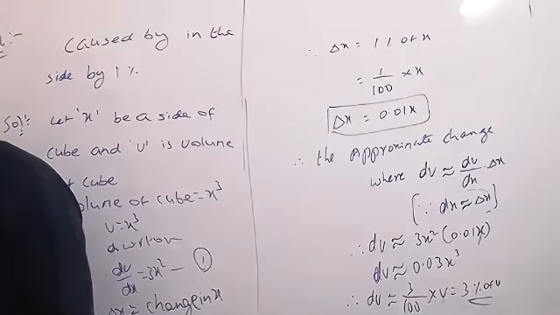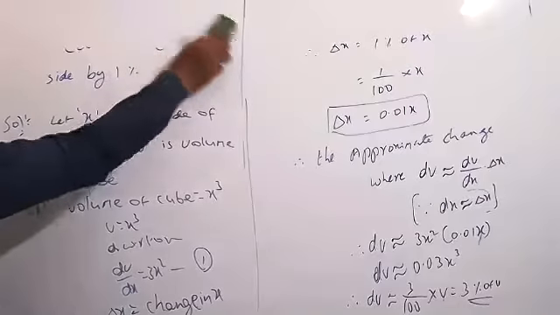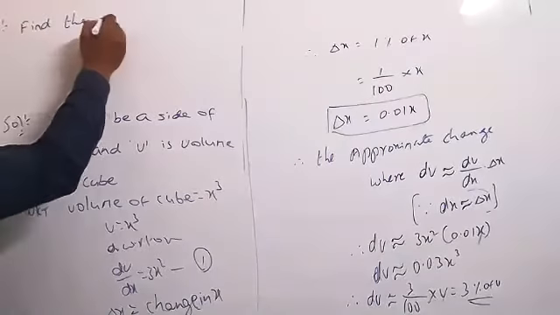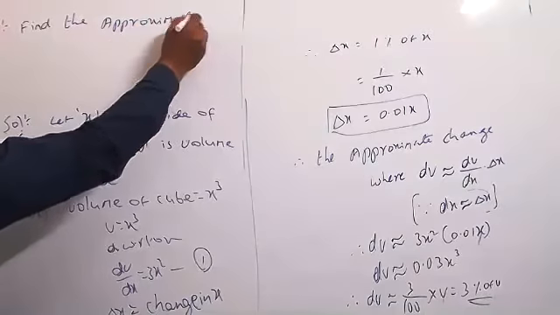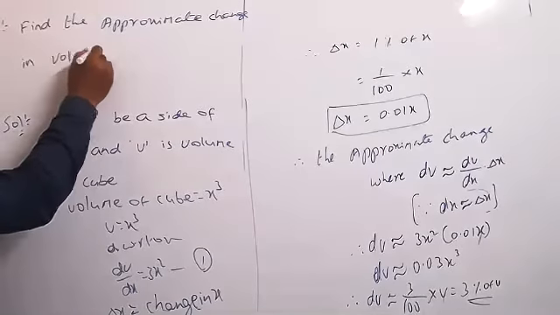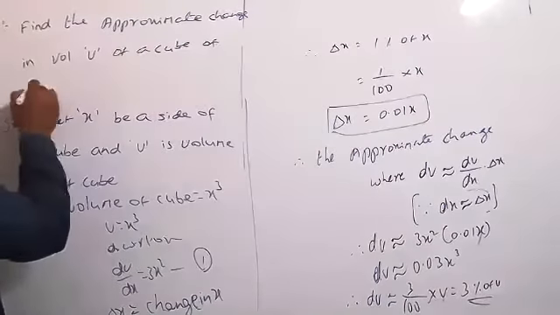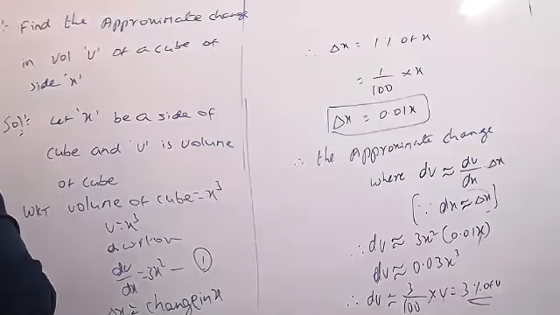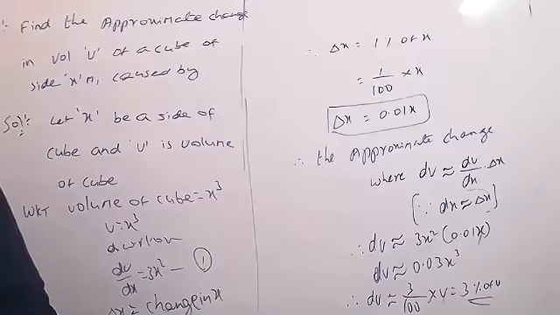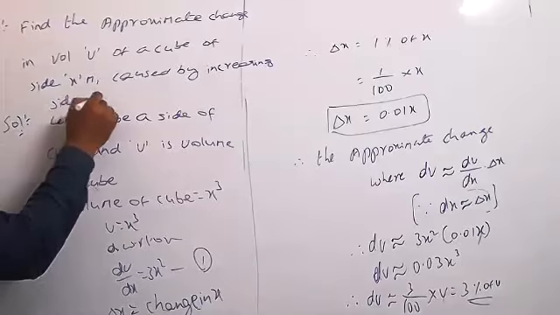Okay, next one. Find the approximate change in volume V of a cube of side x meters, caused by increasing the side by 2%.